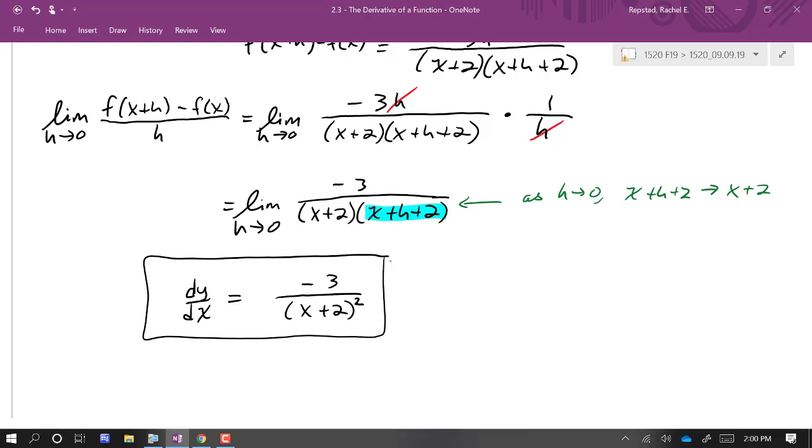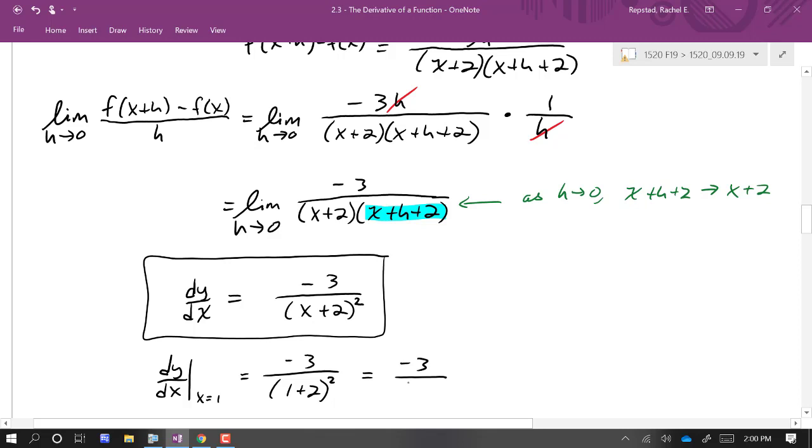They wanted us to evaluate it when x is 1. Negative 3/9, or negative 1/3, is what we get. So we found the derivative and evaluated it at x equals 1. We know the derivative is another name for an expression for the slope of a tangent line. So if I were to look at a graph of this, I would expect to see that it's decreasing, not very steeply, at x equals 1. It's got a negative slope.